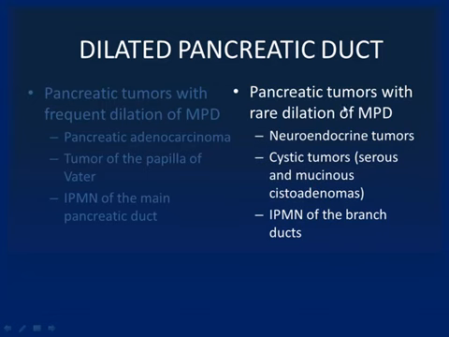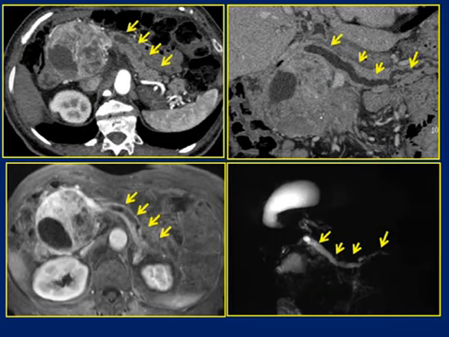Moving to the pancreatic tumors with rare dilation, in general, dilation with neuroendocrine tumor, like in this case, is not so common. This criterion is one of the criteria for the differential diagnosis between pancreatic adenocarcinoma, which is associated with dilation of the main pancreatic duct, and neuroendocrine tumor, which usually is not associated with dilation, although you can see, of course, some degree of dilation, like in these cases, also with large neuroendocrine tumor.